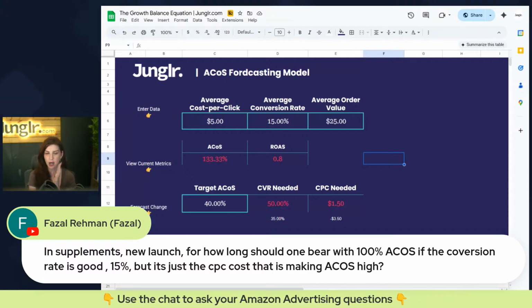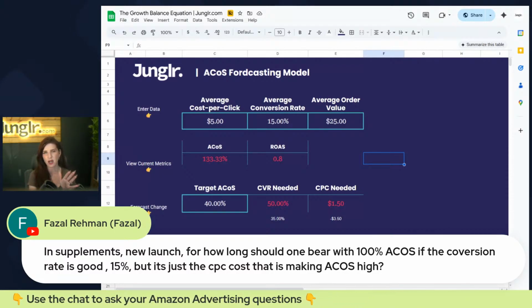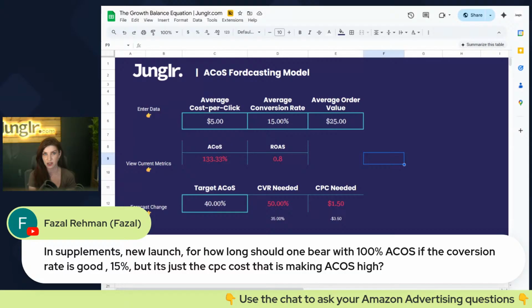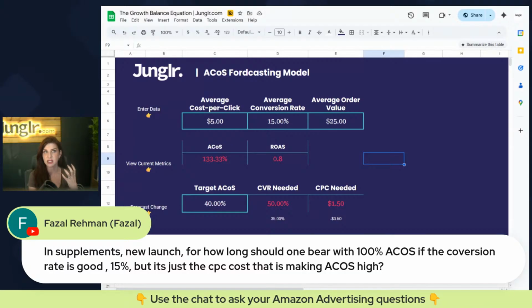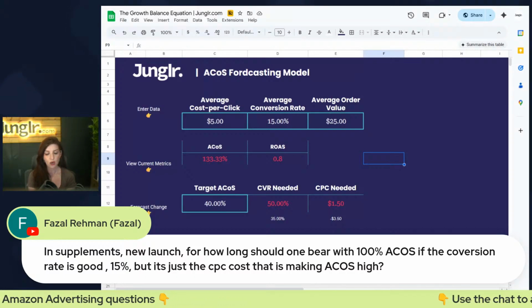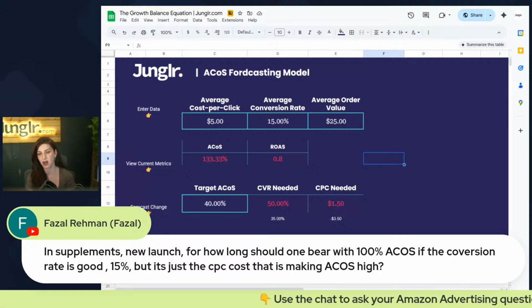It depends on the new launch if you're eligible for Subscribe and Save, but as soon as you're eligible, I would turn that on, because that's going to hook people into your ecosystem, and that is going to give you a much better LTV for your shoppers.